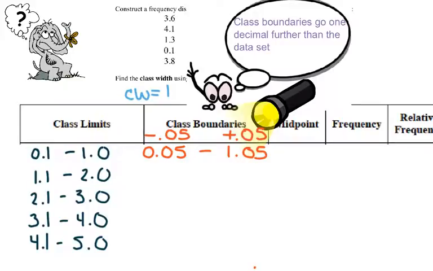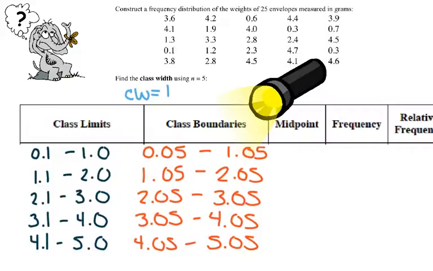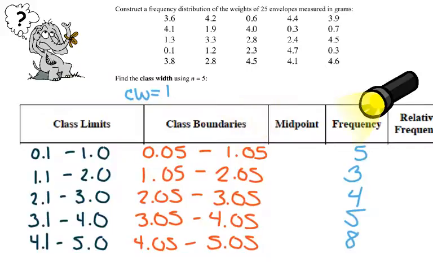So if we were to do that, we can calculate the first one and add the class width after that to make our lives a little bit easier, or you can go ahead and calculate by subtracting 0.05 and adding 0.05 to each one of them. Then we calculate the frequency.